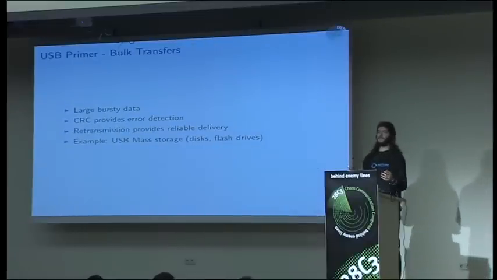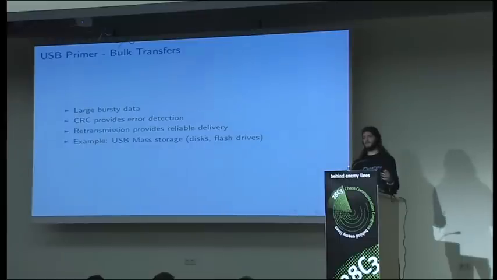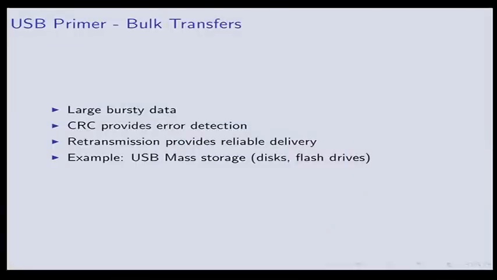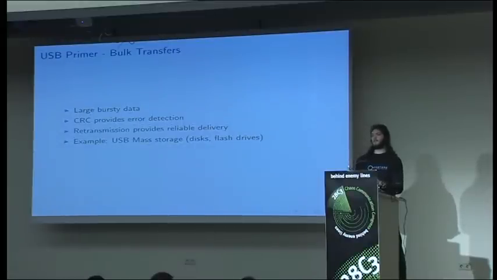And then you have bulk transfers, which are generally best efforts. Whenever you have other bandwidth that can be scheduled, it can be allocated toward bulk transfers. These are used for generally large data transfers. So this is the type of transfer that you'd see appear for mass storage devices. So disks, flash drives, and so on. It provides reliable delivery with retransmission of the packet if the first submission fails, and provides error checking with CRCs. So we can guarantee that this type of packet will arrive reliably eventually.